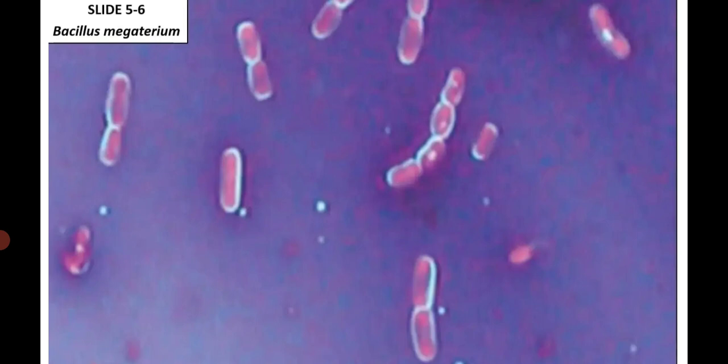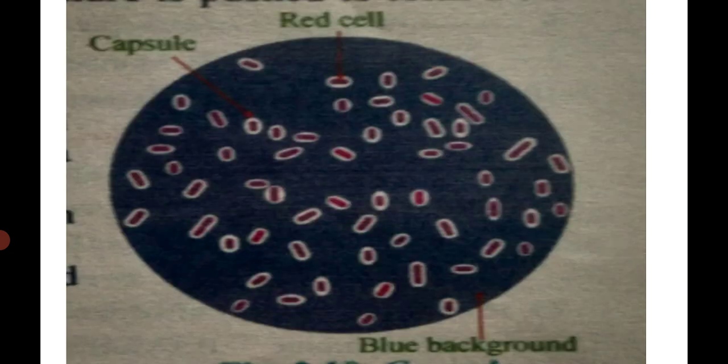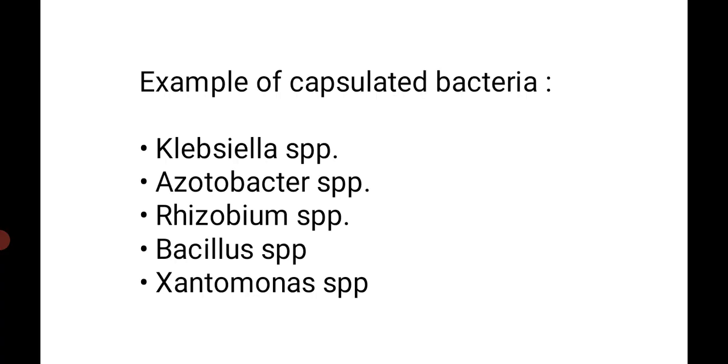Here, blue colored background, pink colored cell or cytoplasm, and colorless capsule. Another image: red colored cell, colorless capsule, and blue colored background. Here are some examples of capsulated bacteria: Klebsiella pneumoniae, Azotobacter, Rhizobium, Bacillus, and Xanthomonas.